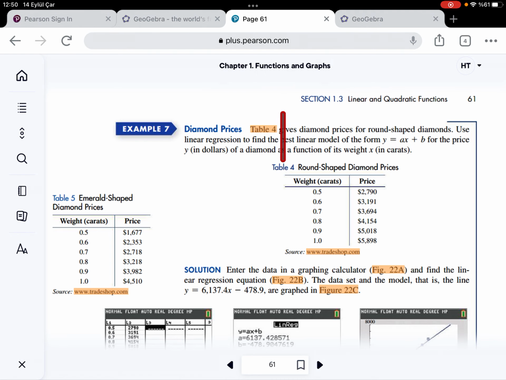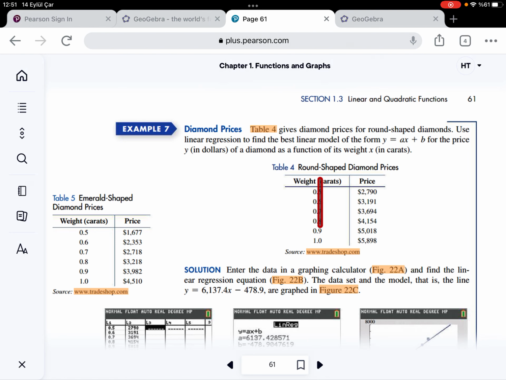Here we have some data for diamonds. Let's read the question. This table gives demand price for round shaped diamonds. Use linear regression to find the best linear model of the form y equals ax plus b for the price y in dollars of a diamond as a function of its weight x in carats.